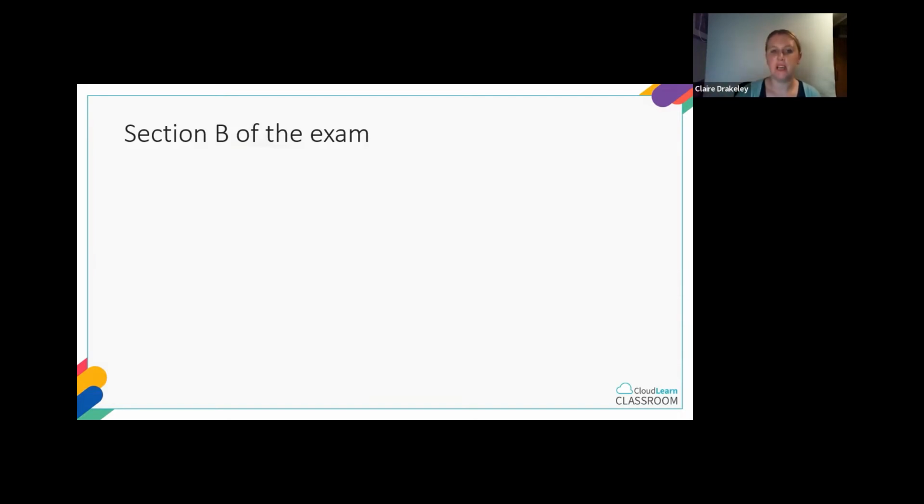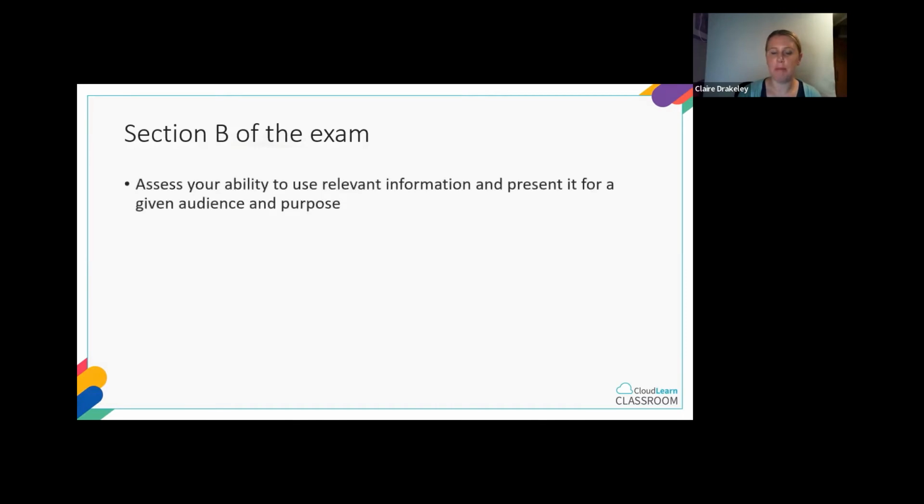So section B of the exam will assess your ability to use relevant information from the unseen extracts used in response to section A and present it for a given audience and purpose. I've been banging on about audience and purpose for months, and this is the reason why. This time you won't be asked questions that test your understanding of a text though, but rather how well you can write and produce a text of your own.